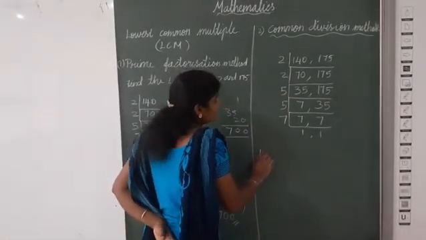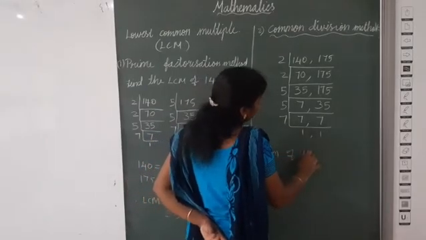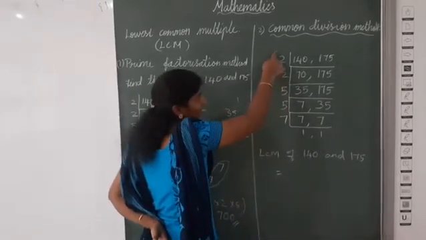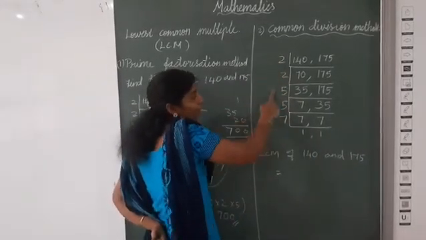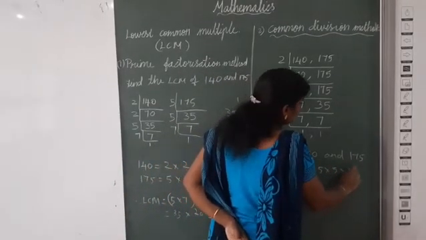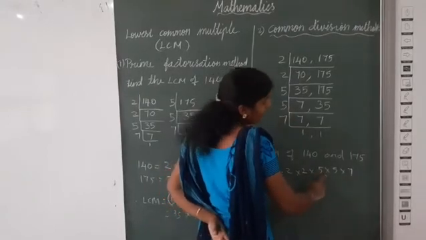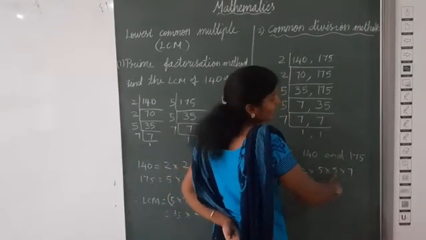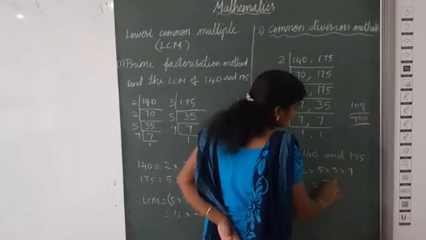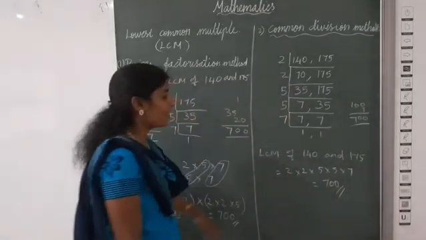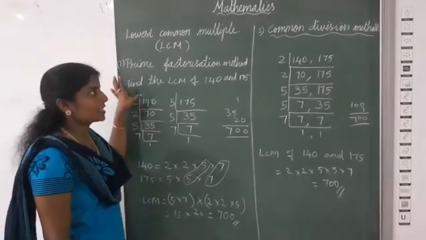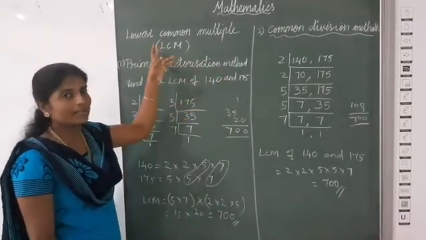Now we write the LCM. Therefore the LCM of 140 and 175 is equal to the product of the prime factors: 2 into 2 into 5 into 5 into 7. 2 2s are 4, 4 5s are 20. 20 into 5, 100. 100 into 7, 700, isn't it? So that answer is 700. What is the LCM of 140 and 175? 700. Clear? Prime factorization method and common division method for LCM.